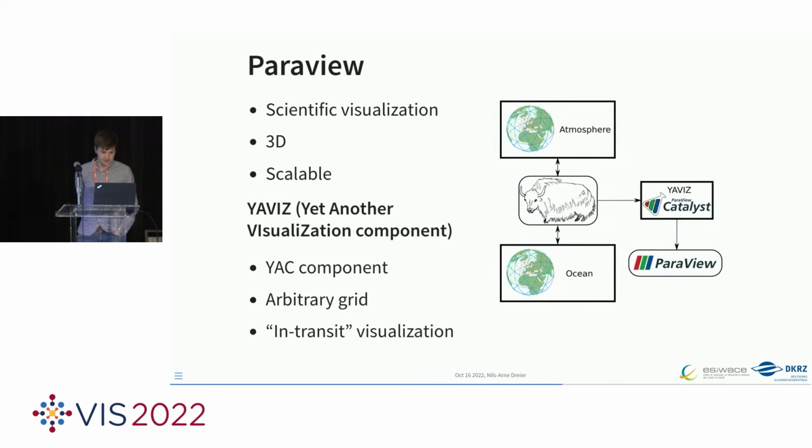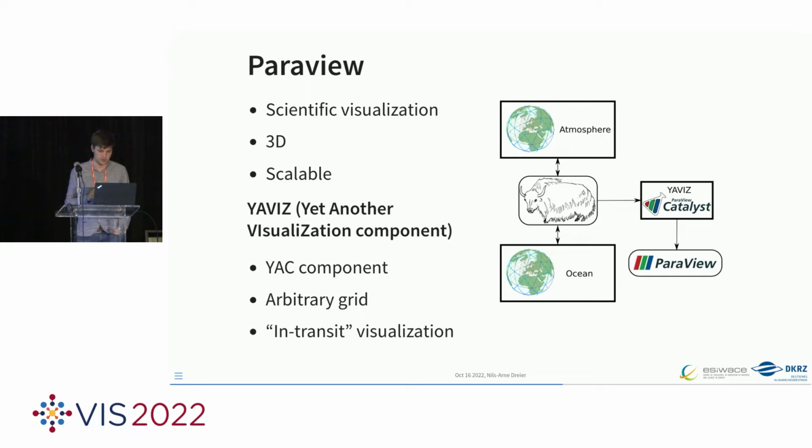And as I mentioned, we added an additional component to our YAC universe that we called Yavis. It defines internally an arbitrary grid, whatever you want to have in ParaView then, and it obtains the data from YAC. So we go from YAC to Yavis, and Yavis forwards it to ParaView, and ParaView generates the images online.